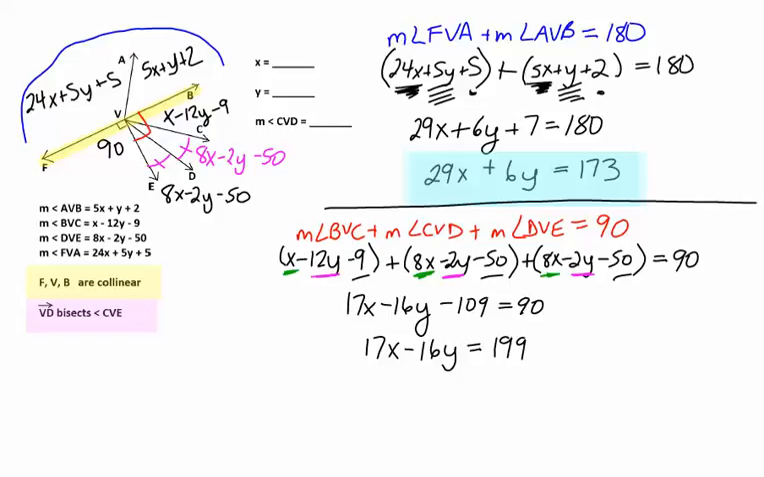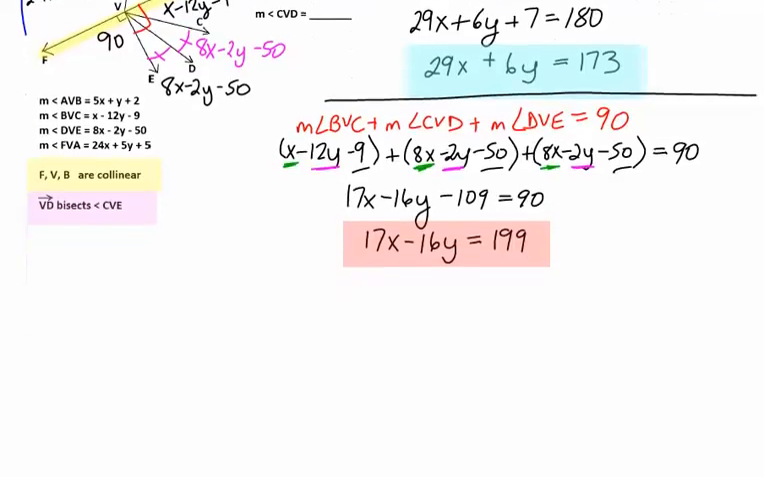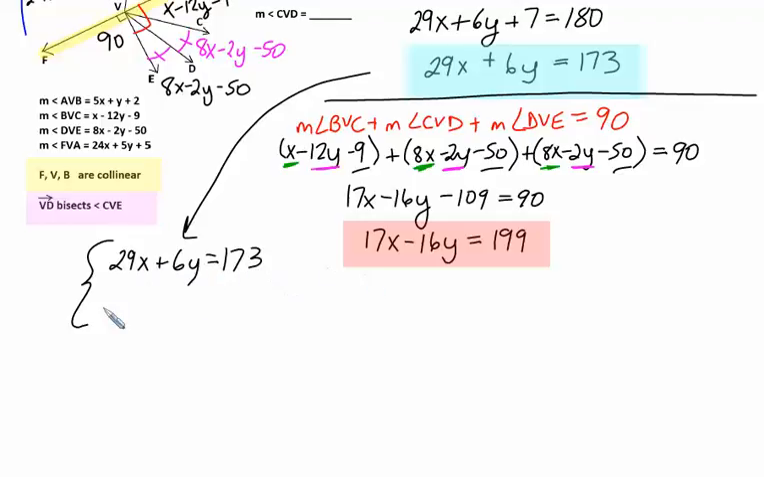That's our second equation. Now remember I said look for simplifying them? Is there a whole number that we can divide both sides of either of those equations by? In this case, not so much. So now what we're going to do is scroll down and make our system of equations. So here we go. The top one is 29x plus 6y equals 173. And the bottom one comes from the red, 17x minus 16y equals 199.